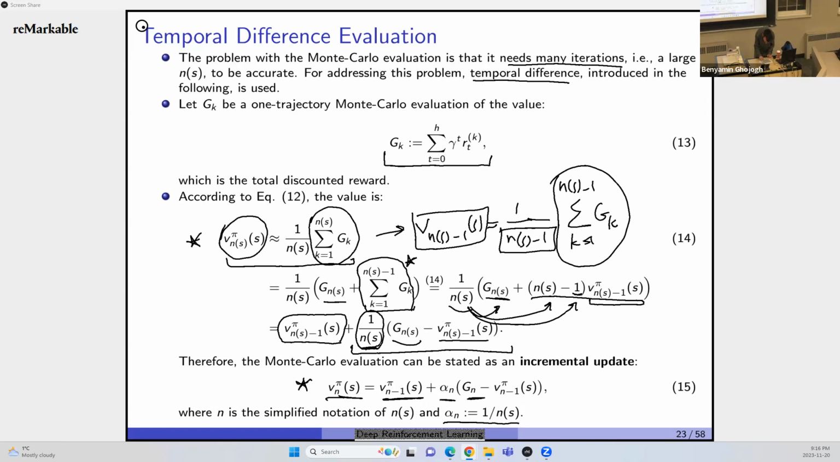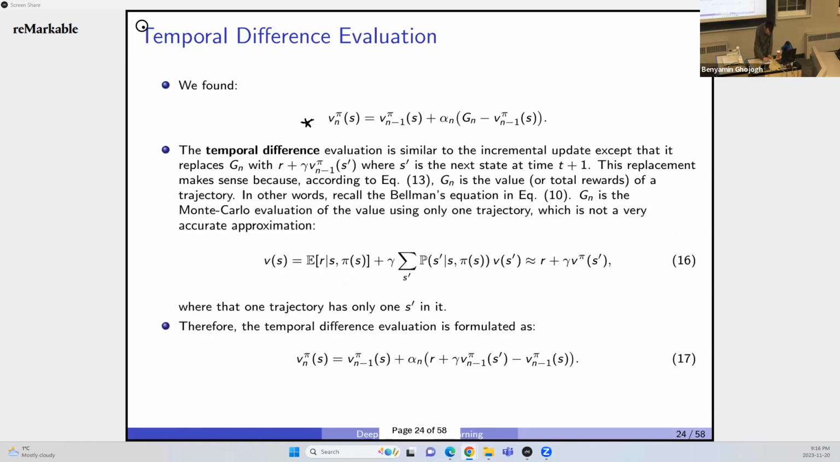This G_n and this, right? What is this doing? It is an incremental update. Every previous V_{n-1} plus something is the next one, right? And then you can calculate all of the V_n's incrementally. Agree? Start from n equals 1. V1 equals V0 plus something. Then V2 equals V1 plus something, right? Agree? So this is what we had found.